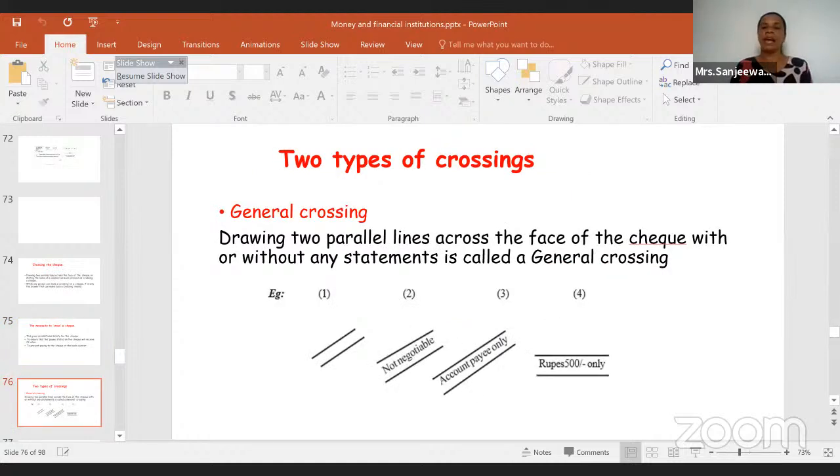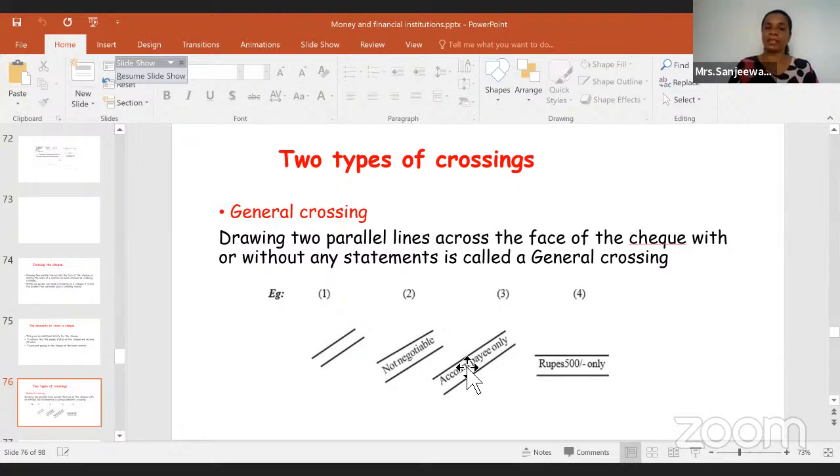Now, there are two types of crossing, general crossing and special crossing. So what is general crossing? Drawing two parallel lines across the face of a check with or without any statement. Now see, here the first one has no statements, only two lines. The second one has written not negotiable. Third one, account payee only. Fourth one, rupees 500 only. These are the terms that you can use in general crossing.